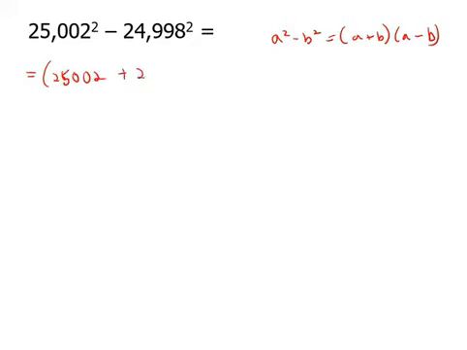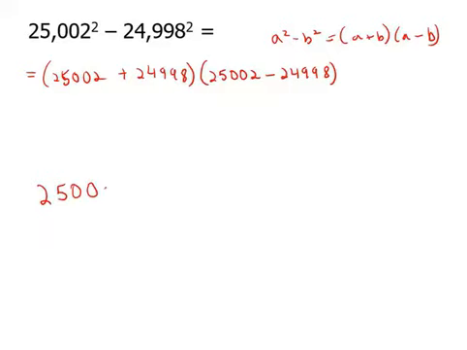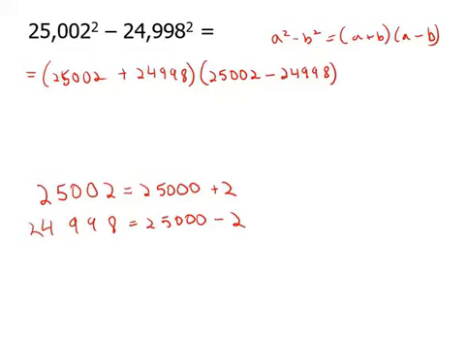25,002 plus 24,998 times 25,002 minus 24,998. Well, let's think about this for a second. We know that 25,002 is 25,000 plus 2. We know that 24,998 is 25,000 minus 2.